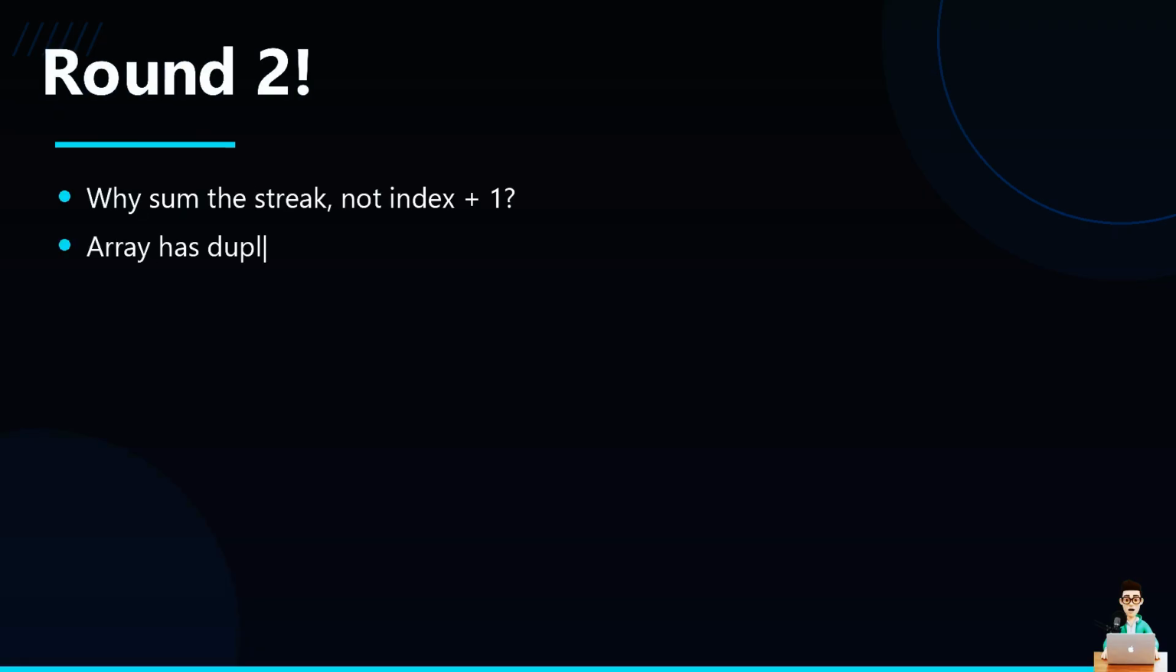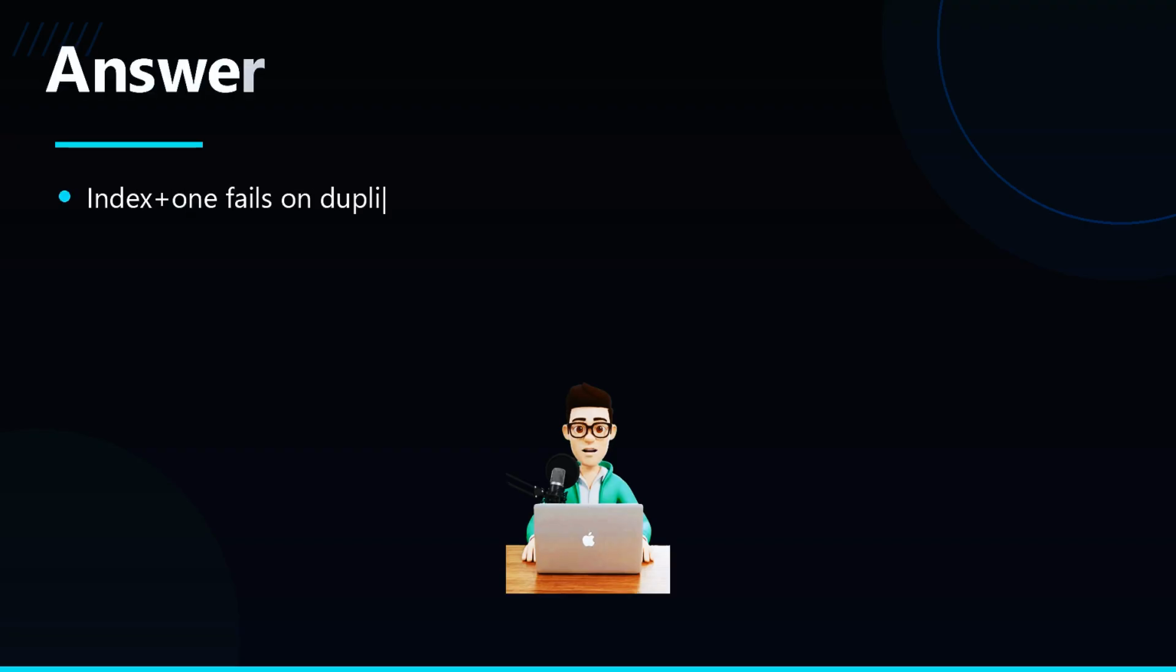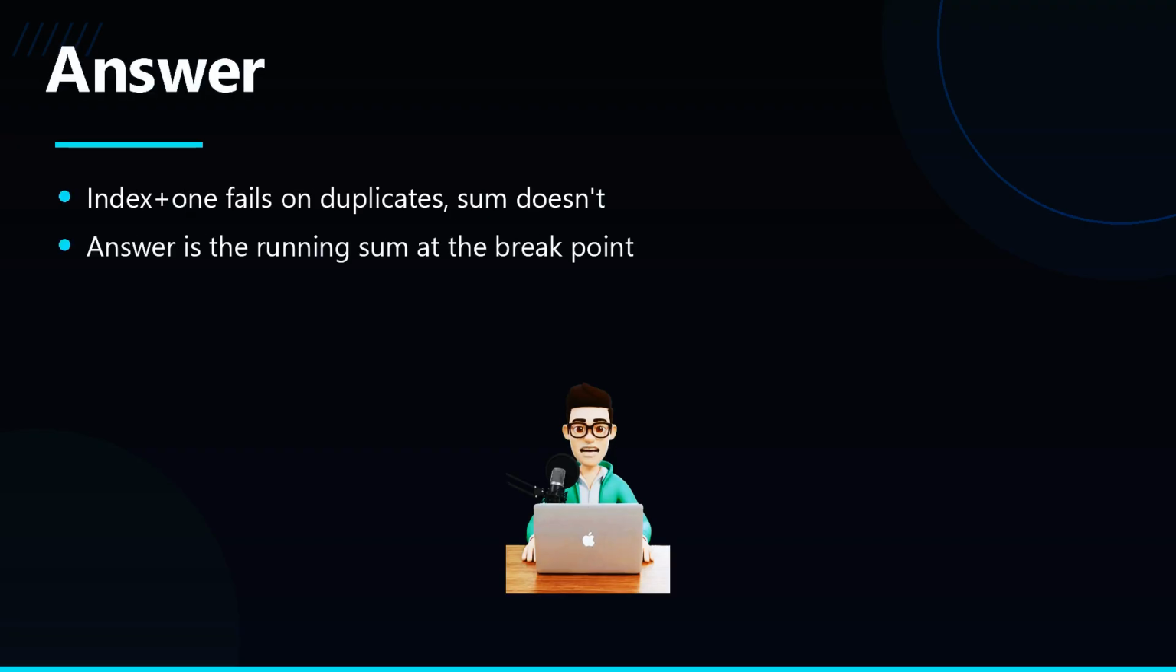Round 2. Why do we track the running sum instead of just index plus 1? And once a duplicate or gap shows up, what's the answer? Guess before I answer. Index plus 1 breaks the moment there's a duplicate, because the index drifts from the value. The running sum stays honest, so the answer is just the sum right where the streak stops.